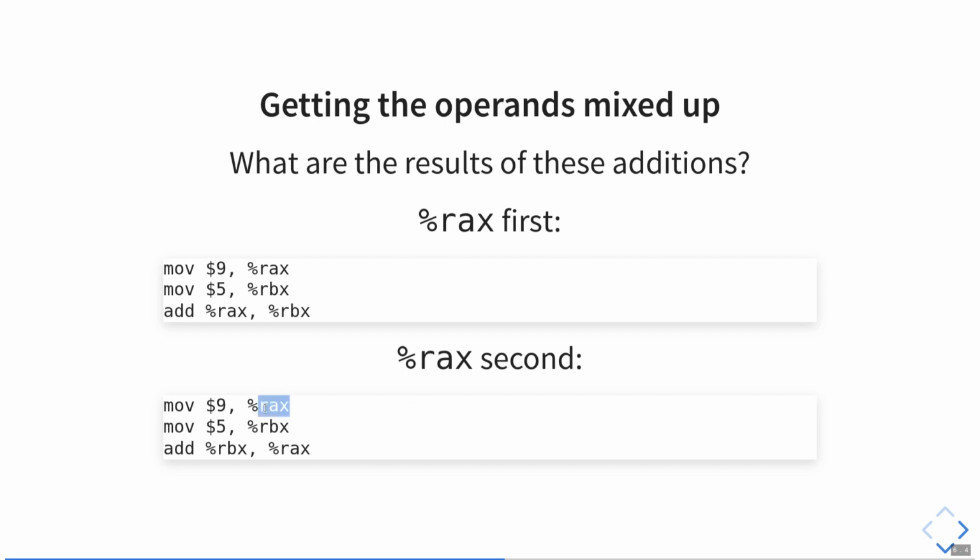And then in the second example, what is the result and where is it stored? Still 14 stored in RAX. Yeah, exactly. So we're adding 9 to 5, and we're storing the result in the right operand, RAX. So we got the same result, but just a different register is where it's being stored.